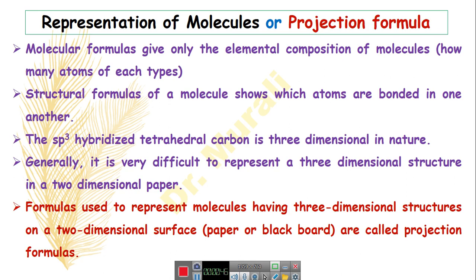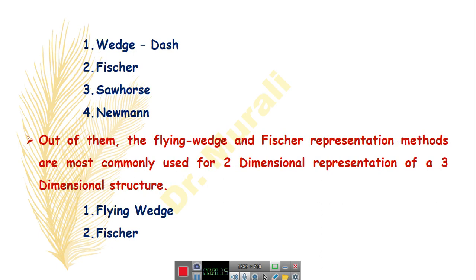If you see, the sp3 hybridized tetrahedral carbon is always three-dimensional in nature. Generally it is very difficult to represent a three-dimensional structure on two-dimensional paper. The formulas which are used to represent molecules having three-dimensional structures on a two-dimensional surface are called projection formulas. Using these projection formulas, we can easily understand the particular organic molecules and their stereochemistry.